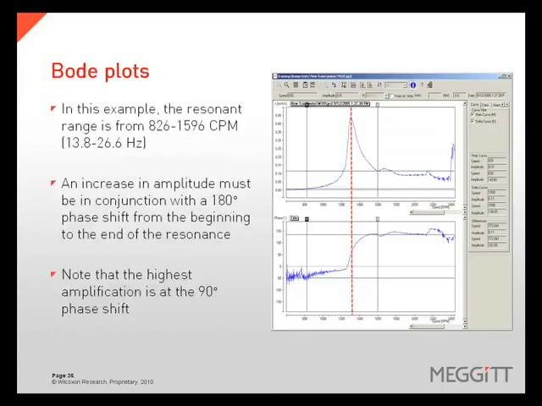Here is an example of a Bode plot where we have a resonant frequency from 826 CPM to 1596 CPM. This is evident from an increase in the vibration in the upper plot. This increase must be in conjunction with a 180-degree phase shift from the beginning to the end of the resonance range. You will notice that the highest amplitudes are detected when the phase shift is at 90 degrees.